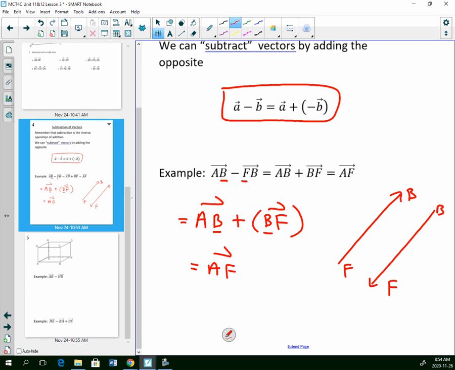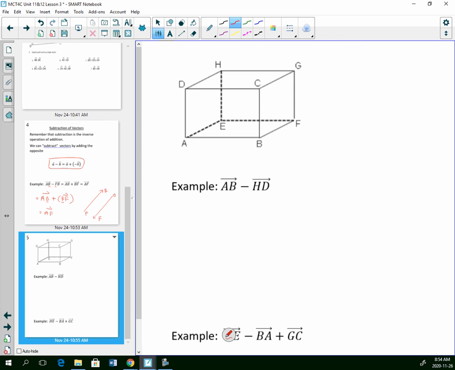Okay, if we look on a diagram, it might make more sense. So I want to subtract A to B minus H to D. So I have A to B, and I want to subtract H to D. So H to D is this one. First of all, they're not matched up tip to tail. So I'm going to look at H to D, and I'm going to add the opposite. So the opposite would be D to H. But that still doesn't match up tip to tail with A to B. But I know that all these vectors are equal, right? D to H is equal to C to G, is equal to A to E, is equal to B to F, because they are parallel and they have the same magnitude.